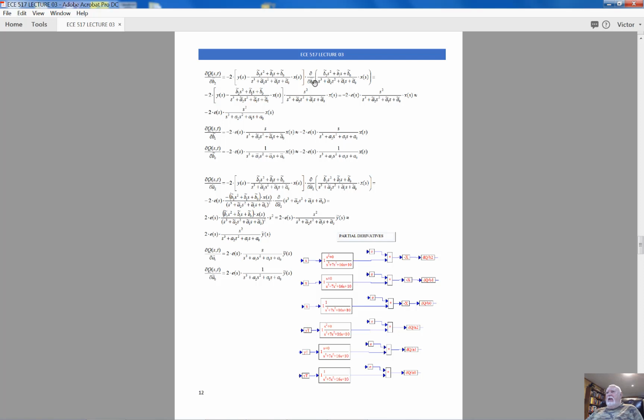So what do I have? I have the partial derivative of this expression with respect to beta 2. Minus disappears, it is supposed to disappear, because this expression has its own minus.